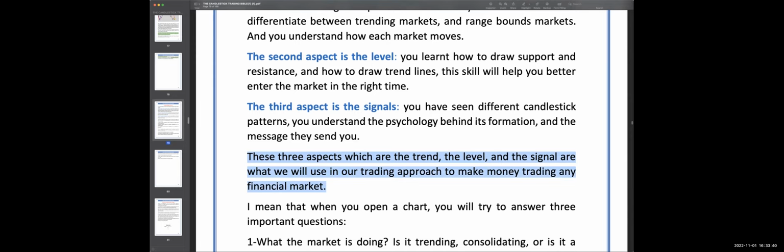Let me just change the color of this highlighter. Okay, there we go.